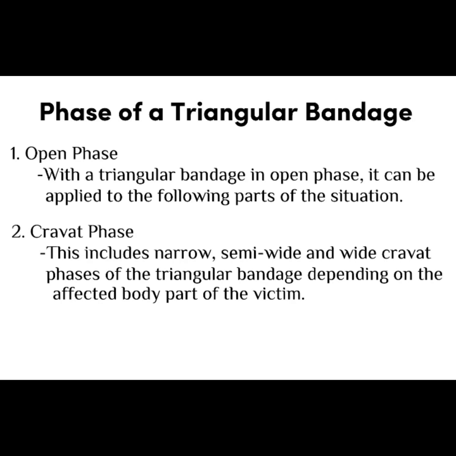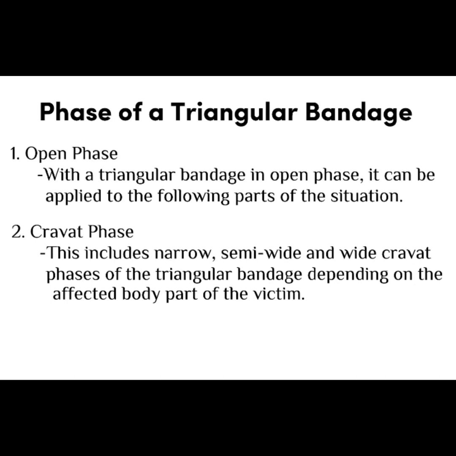Pieces of a triangular bandage. 1. Open phase. With a triangular bandage in open phase, it can be applied to the following parts or situations. A. Head, top side. B. Face, back of the head. C. Chest, back of the chest. D. Arm sling. E. Underarm sling.